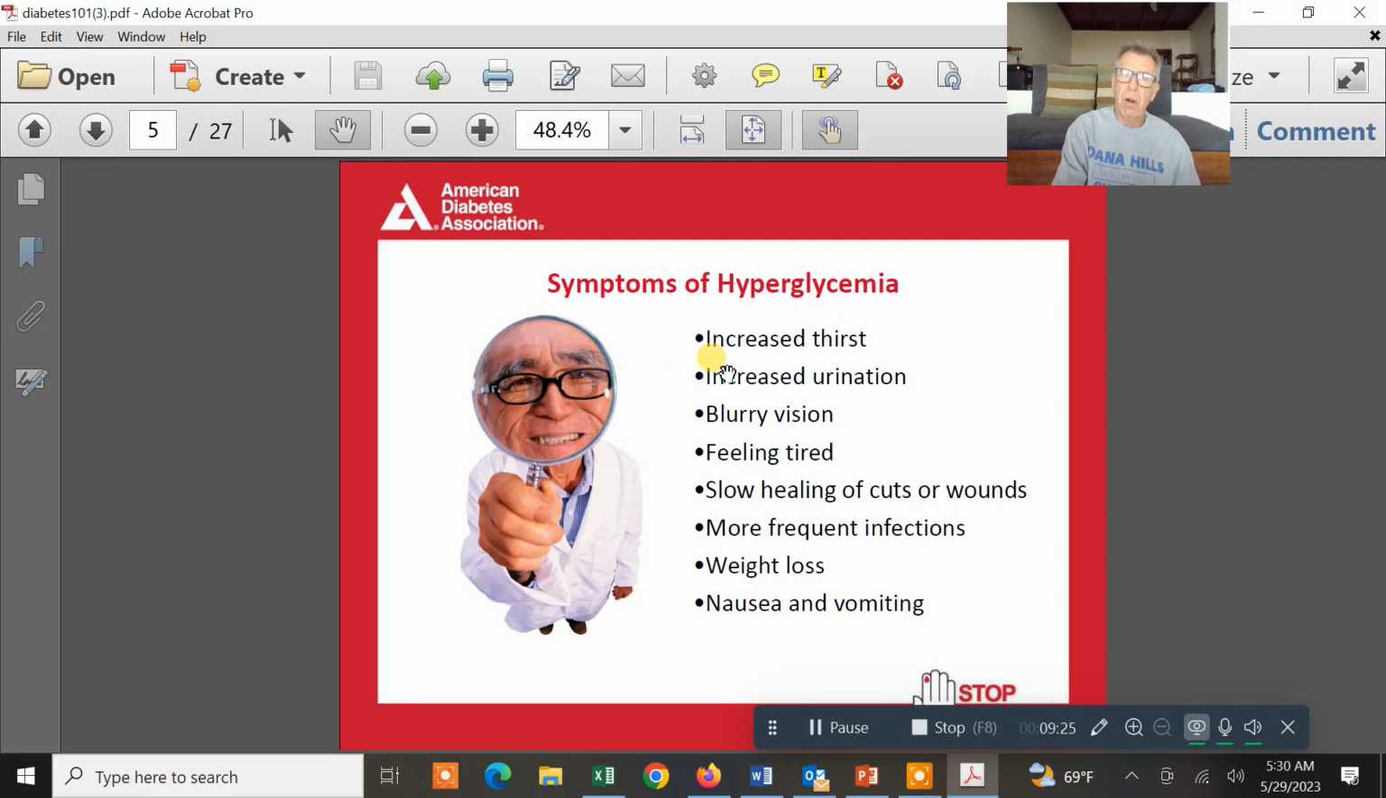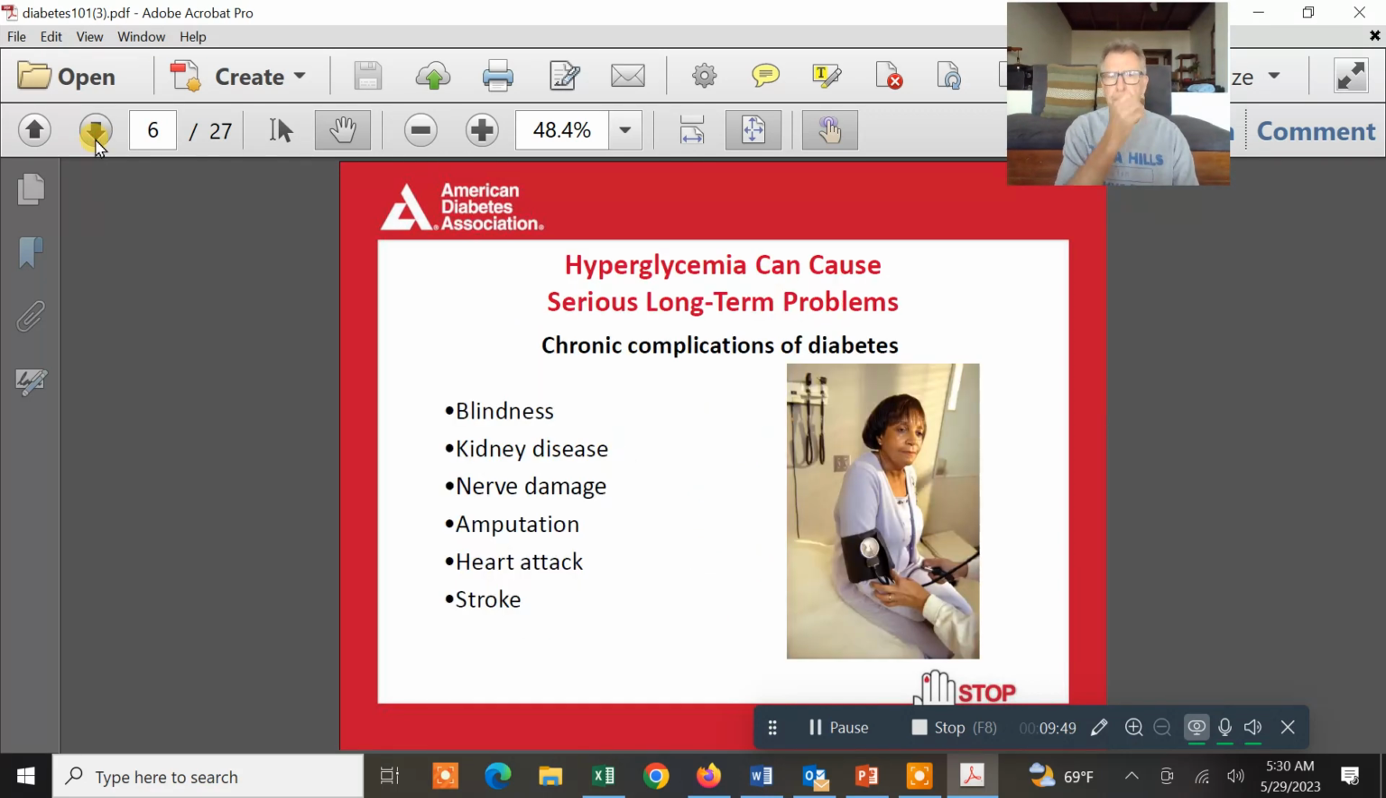All these problems that are happening in blood vessels can really hurt you in terms of wound healing and cuts. You have immune dysfunction, so you have lots and lots of infections. When the diabetes gets really bad, you actually will begin to shed weight, because you're not able to package the glucose, with nausea and vomiting. All right, cool. Long-term problems.